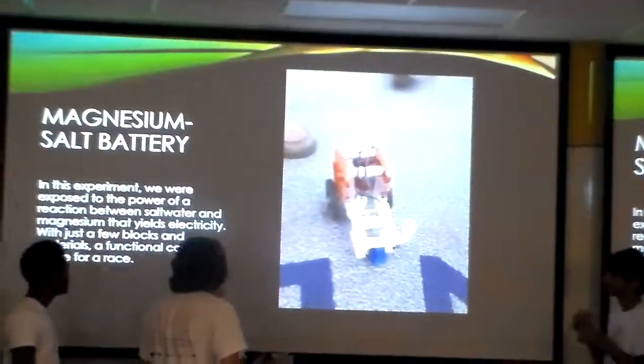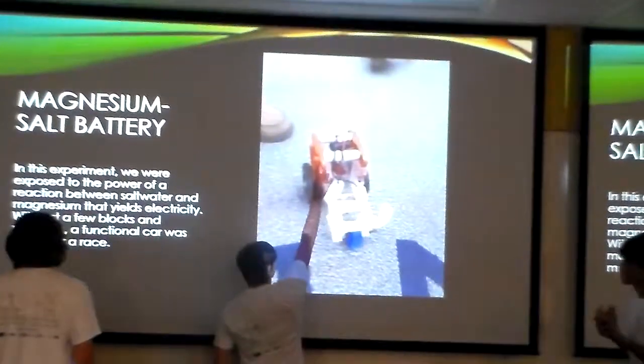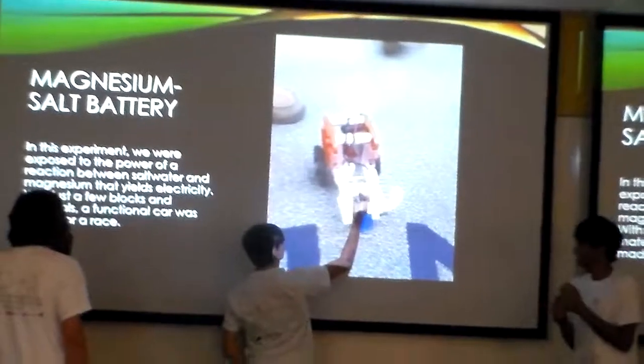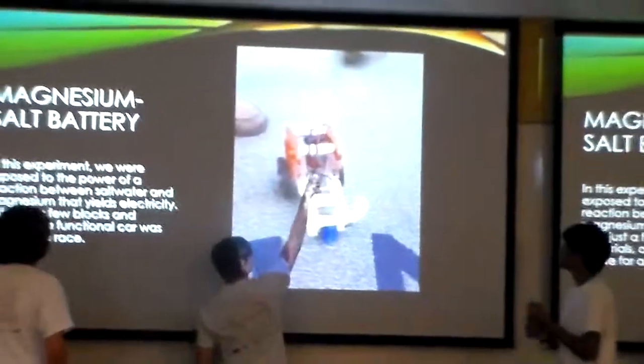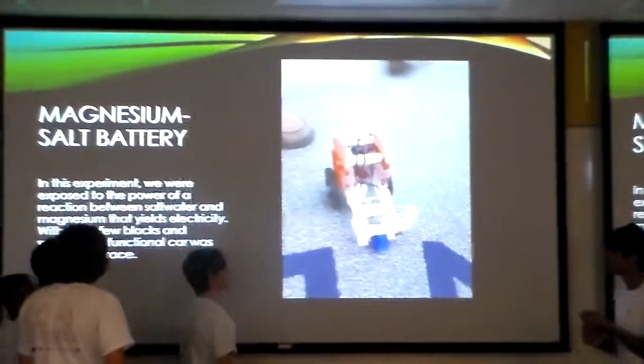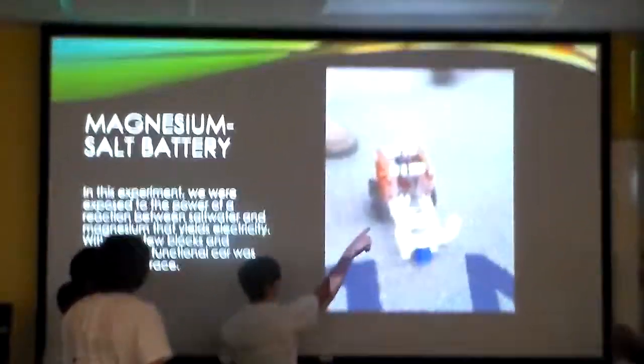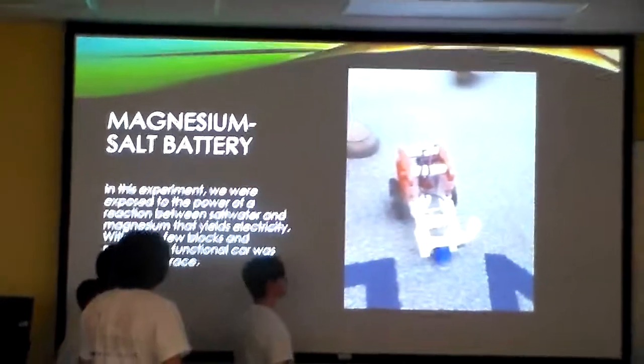What it did, it generated electricity and sent it through the wire, and there's a motor, it's kind of hard to see in here, but there's a motor right under there. It powered the motor, it powered the wheels, and the car went forward.